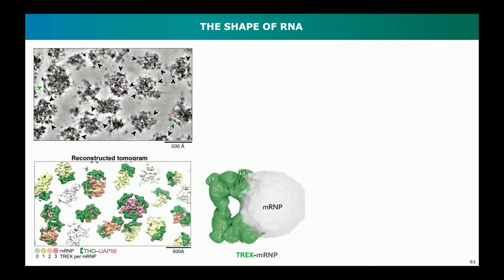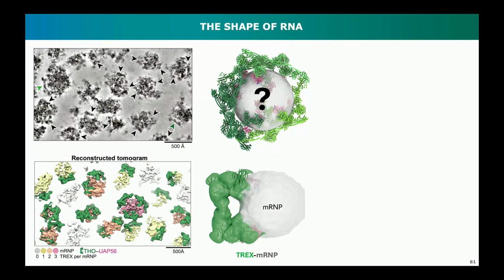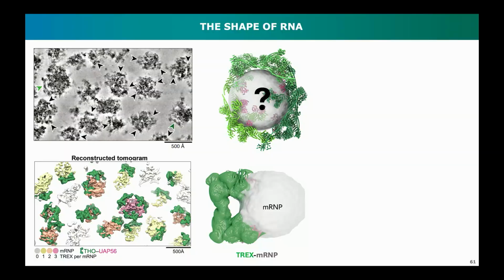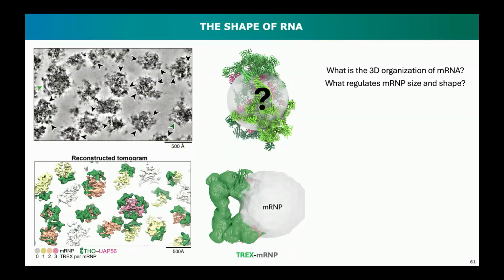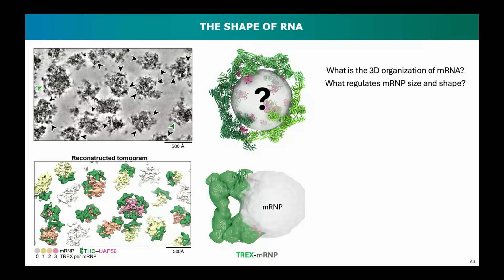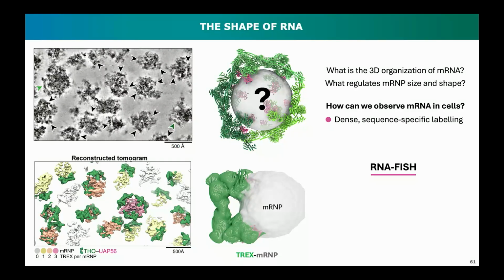This complex here is the transport and export complex that is involved in bringing the particles out of splicing into the nuclear, close to the nuclear envelope to undergo export. And this is very nice, but does RNA look like a perfect sphere? I don't think so. But we don't know because we don't have a good technique to do that. So the question is, is there an underlying organization of RNA? If so, what factors are involved in regulating that? Which leads to the technical question: how can we observe RNAs in cells?